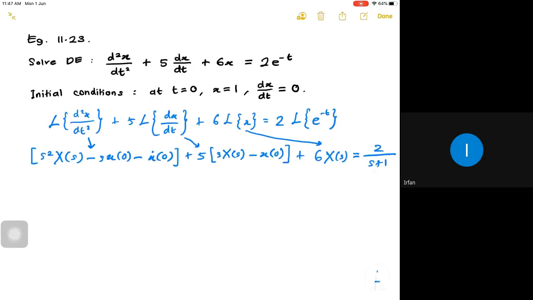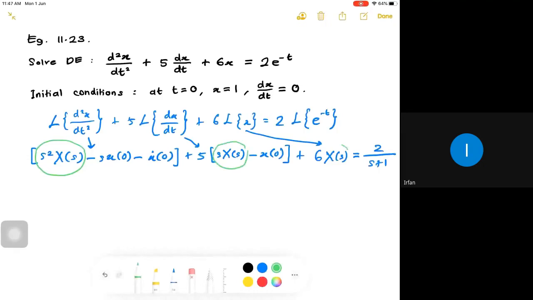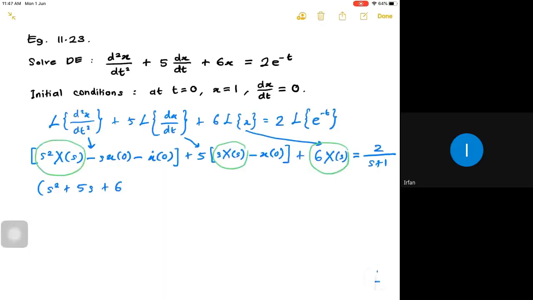We want to put the big X only at the left hand side. So what is the component of the big X? The big X is this one, and this one. Okay. So what will happen is s squared plus 5s plus 6 times X of s. Okay. And this one is equal to 2 over s plus 1. So everything, every other component, we put at the right hand side.